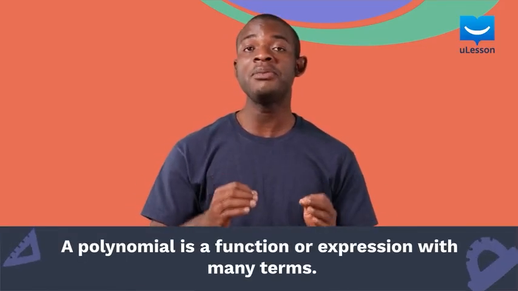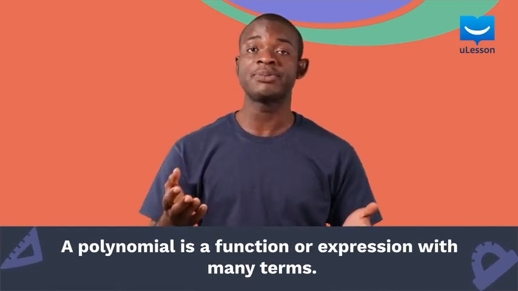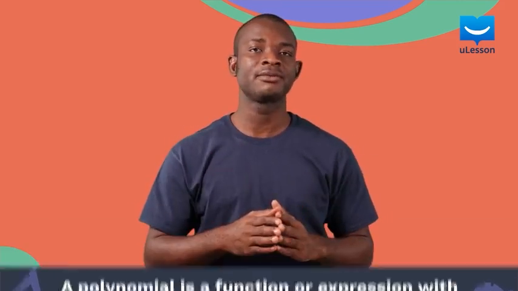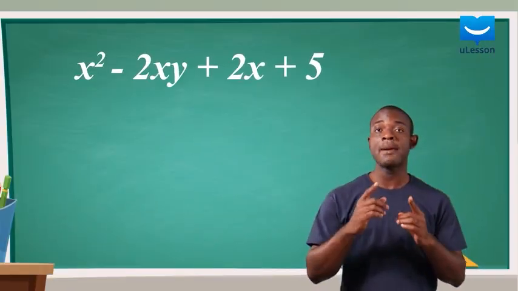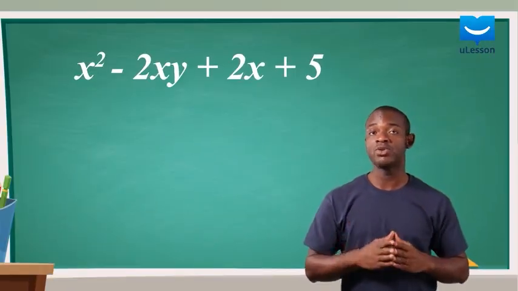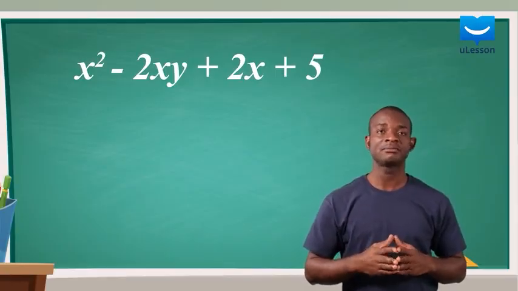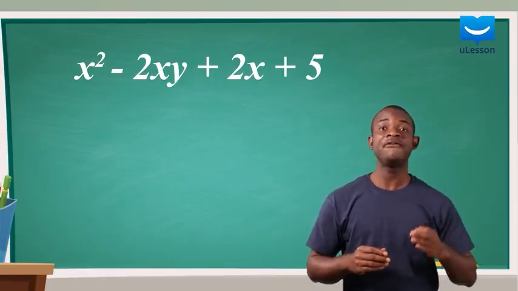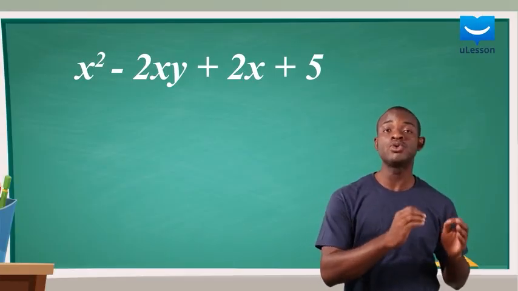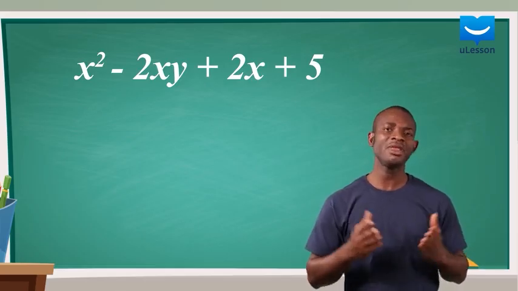To begin with, what is a polynomial? A polynomial is a function or expression with many terms. An example of a polynomial expression with two variables is x squared minus 2xy plus 2x plus 5. Furthermore, you can have polynomials with more than two variables.